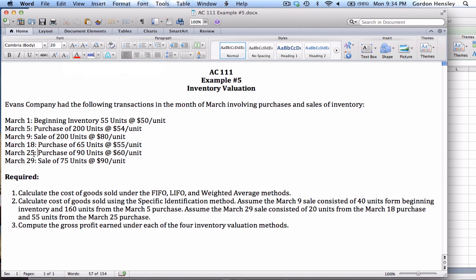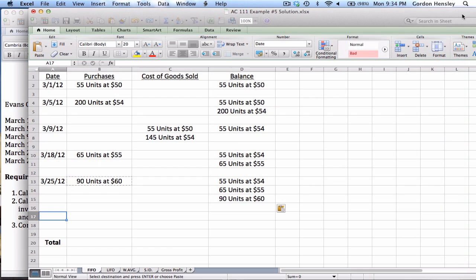Then we get down here to the final transaction, which is on March the 29th. And on that day, we sold 75 units. We sold them for $90 a unit. But remember, that's a retail price. I'm going to use that on part 3, but I don't want to use that right now. I'm trying to figure out the cost. So all I really know here is that I sold 75 units on March the 29th.